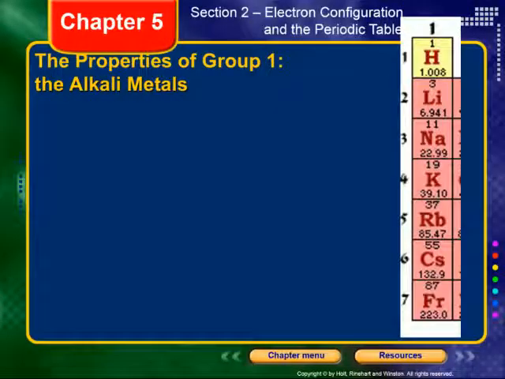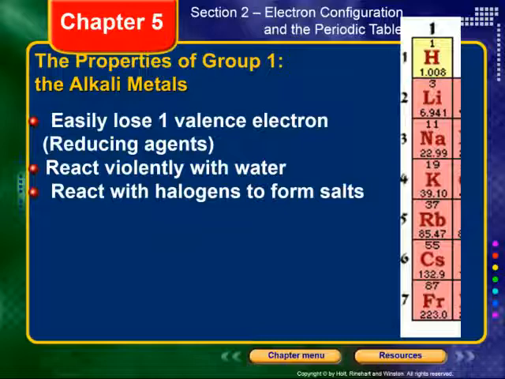If we look at group 1 specifically, all of these elements are going to be s1 as far as their electron configurations are concerned. It might be 1s1, it might be 2s1, it might be 3s1, 4s1, 5s1, 6s1, 7s1, but they'll all be s1 because there's only 1 electron in the s orbital for these elements. Because there is 1 electron in that outer energy level, it's going to easily lose that 1 valence electron, meaning outer electron.